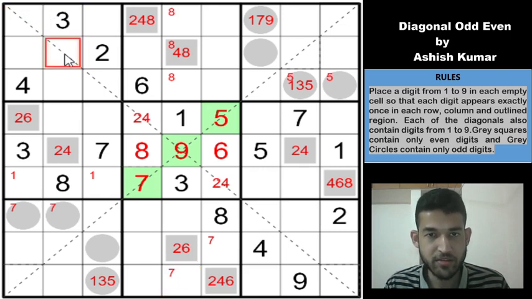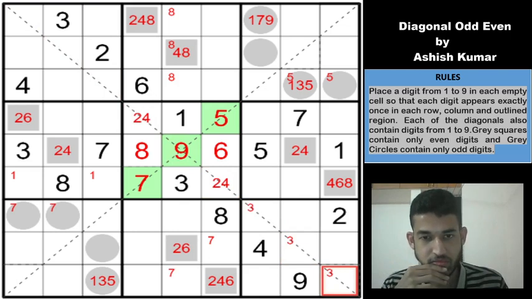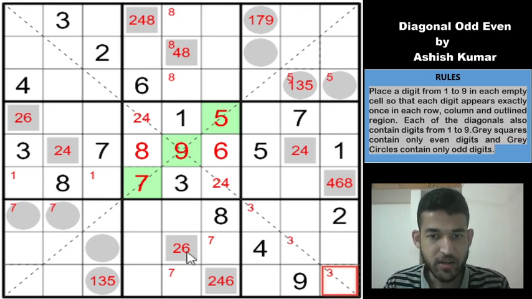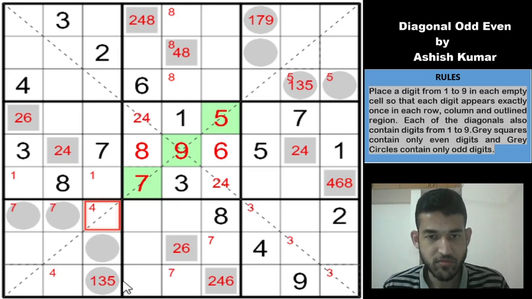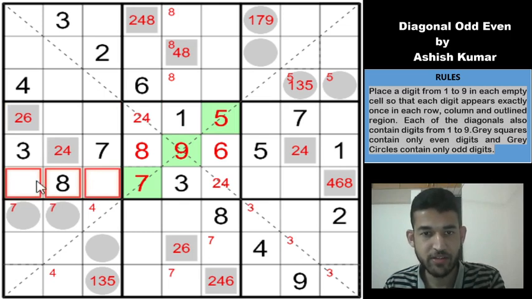3 can't be in these 3 cells and 3 can't be in these 3 cells, which means that 3 must go into these 3 cells. Okay, 4 in box 7 is very limited. It can't go here, it can't go here. So 4 has only 2 cells. It can't go into the odd circles of course. Okay, so 1 5. 1 5 can't go here, 1 5 can't go here, which means we get a 1 5 pair. So these 2 cells must be 1 5.